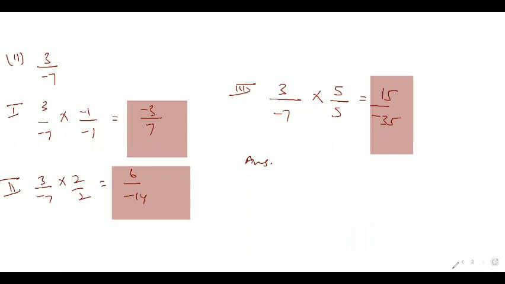Let's come to the third part. Third part is given as minus 5 by 8. So first equivalent fraction of minus 5 by 8 is minus 15 by 24.